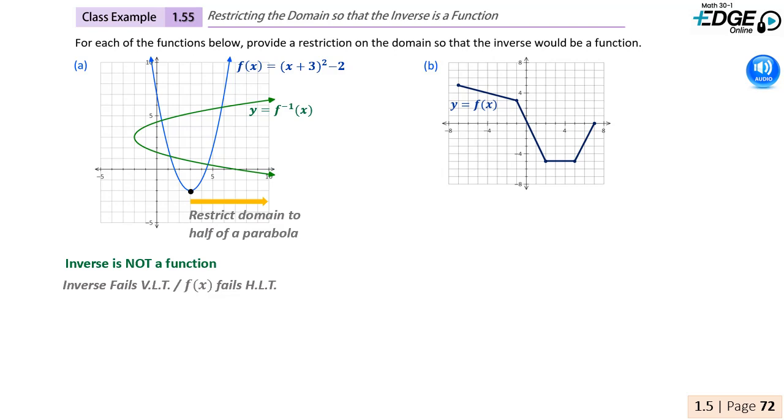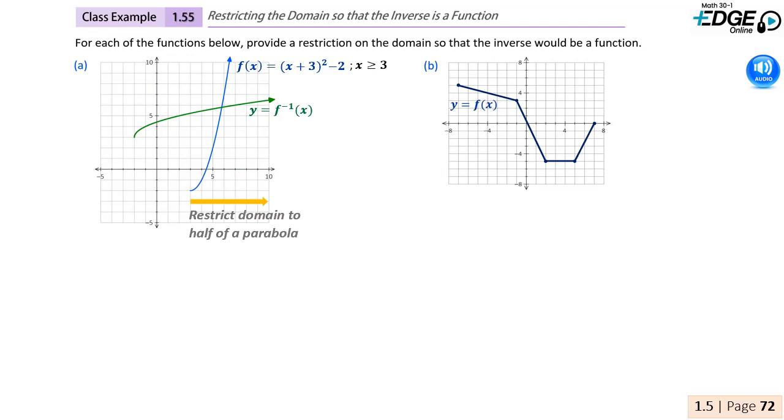As an example, if we restricted the domain to only the right half of the parabola, then our blue graph would look like this. This is the domain of all values of x greater than or equal to 3. And as a result, the inverse, which is the green graph, would no longer fail the vertical line test. Now it is a function. However, this domain is not a unique solution.